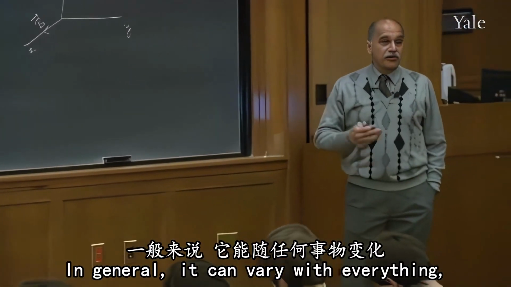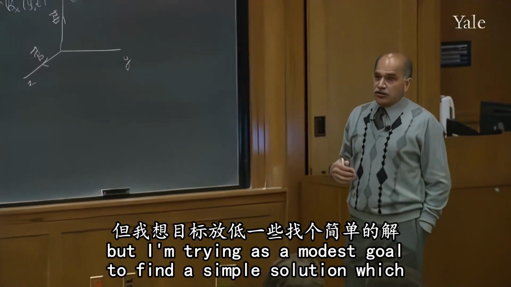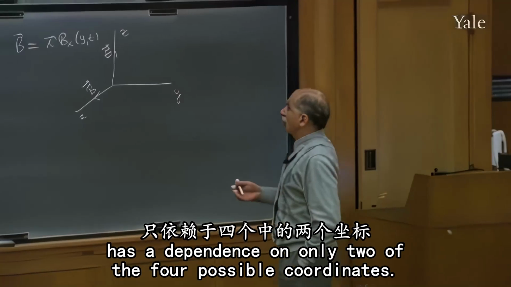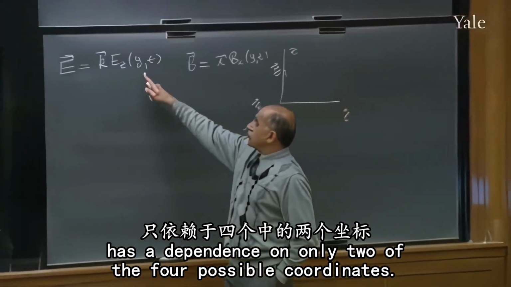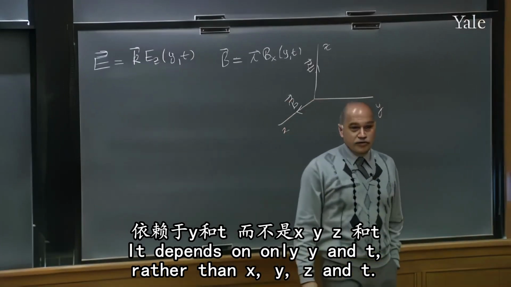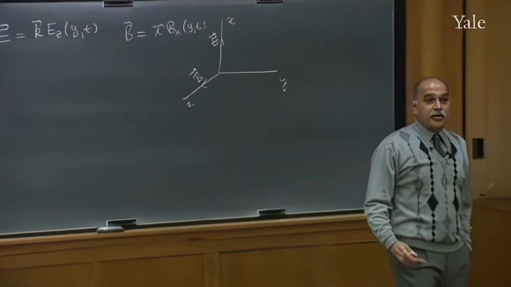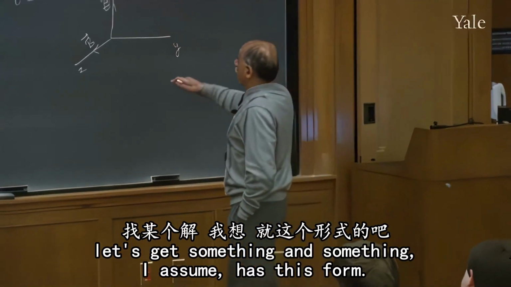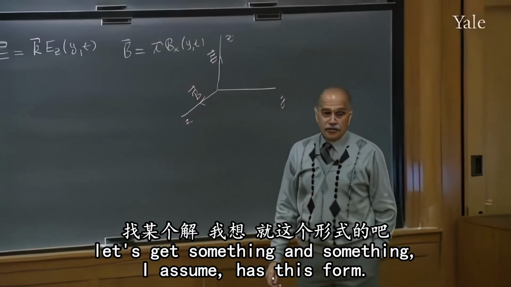In general, it can vary with everything, but I'm trying as a modest goal to find a simple solution which has a dependence on only 2 of the 4 possible coordinates. Depends on only y and t rather than x, y, z, and t. I mean, let's get any solution. We cannot get every possible one. Let's get something, and something I assume has this form.